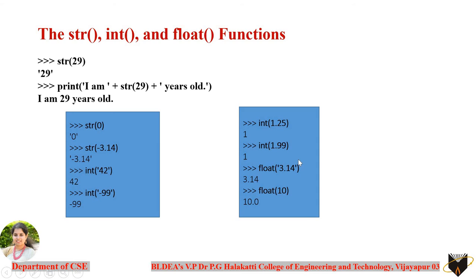Float of, again in single quotes, 3.14, converts it into a float value. And float of 10: if you do not have any decimal, it will by default consider it as 10.0.